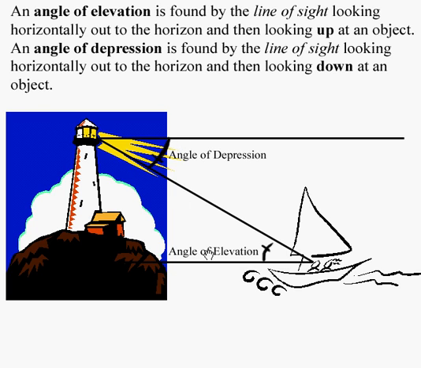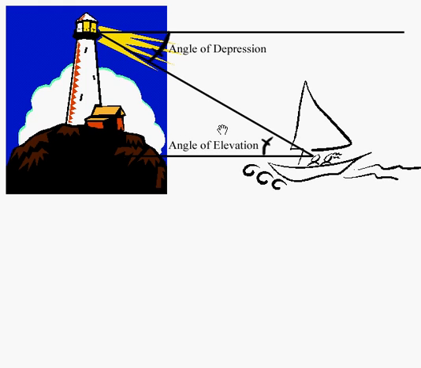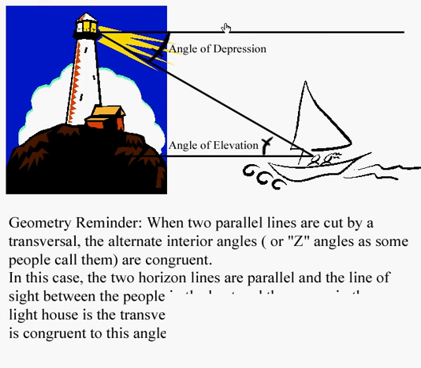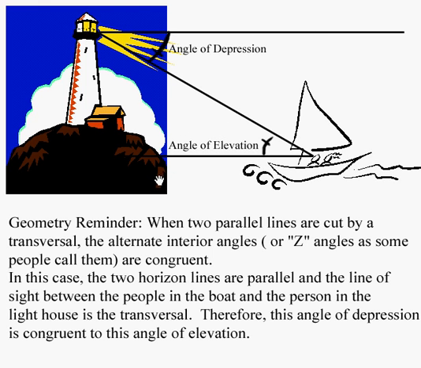So angle of elevation, looking at the horizon, then looking up. Angle of depression, looking at the horizon, then looking down. And a little geometry reminder. Since the horizons are parallel to each other, we have parallel lines cut by a transversal, and that means the alternate interior angles are congruent.